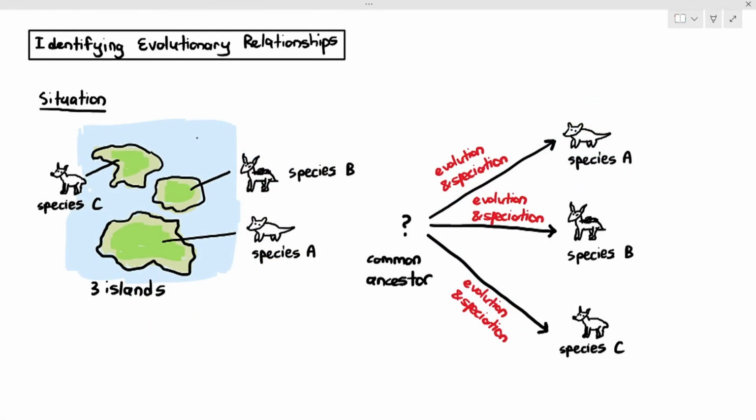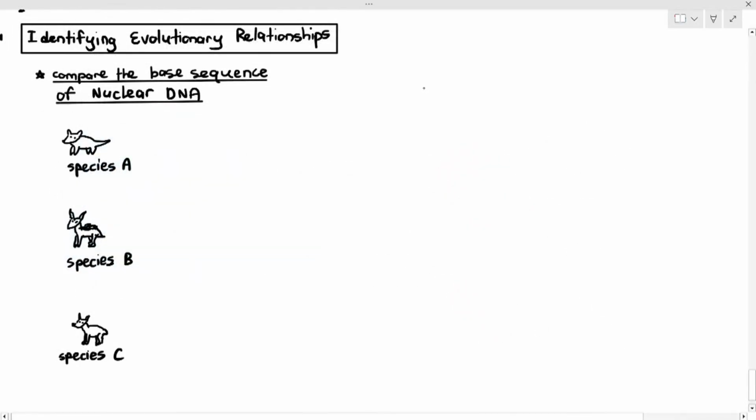Well, what you can do is, number one, compare the base sequence of nuclear DNA. Now, some students will say, hey, you just mentioned that nuclear DNA changes due to crossover, independent assortment and random fusion of gametes. That is true, but certain parts of the chromosomal DNA are protected from crossover. You don't need to know this in detail.